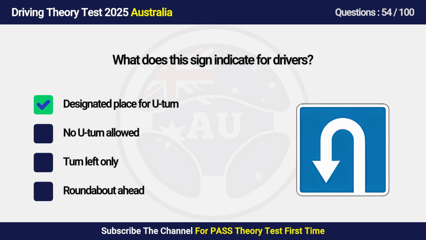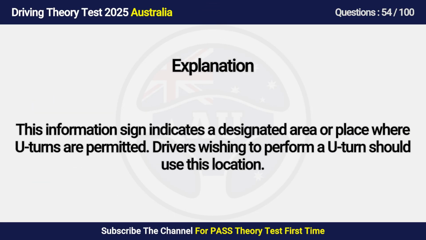Answer is A. Place for U-turn. This information sign indicates an area or place where U-turns are permitted. Drivers wishing to perform a U-turn should use this location.